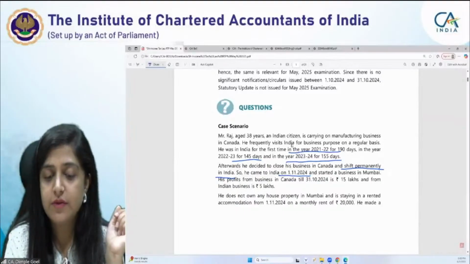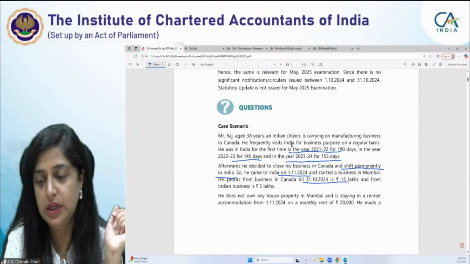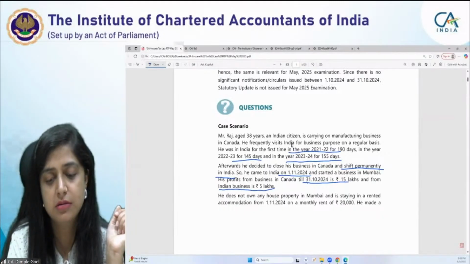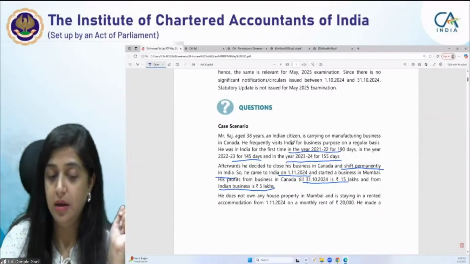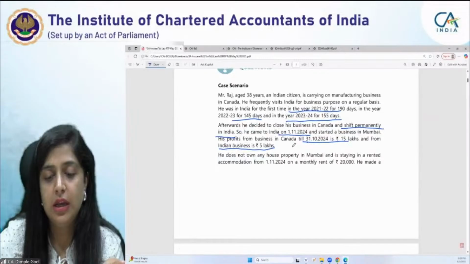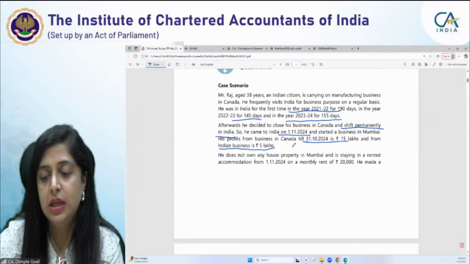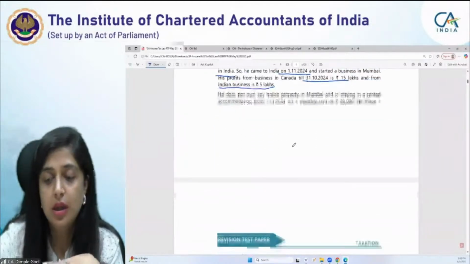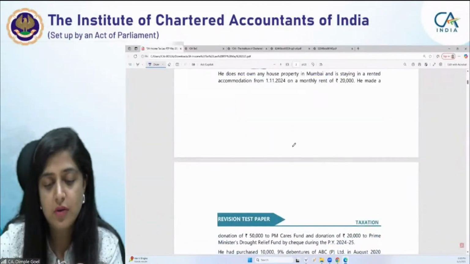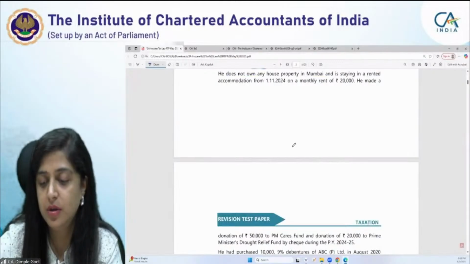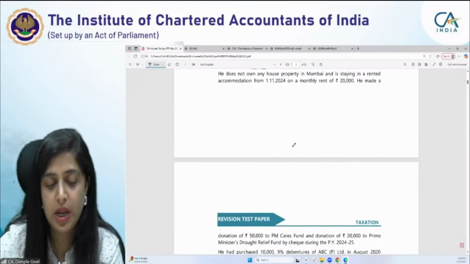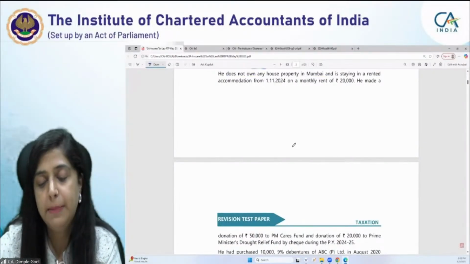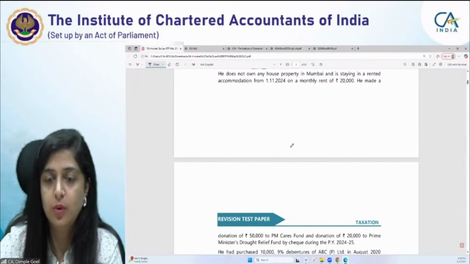His profits from business in Canada till 31st October 2024 are 15 lakh and from Indian business are 5 lakhs. He does not own any house property in Mumbai and is staying in rented accommodation from 1st November 2024 on a monthly rent of 20,000. Then he made a donation of 50,000 to PM Cares Fund and a donation of 20,000 to Prime Minister Drought Relief Fund by cheque during the previous year 24-25.